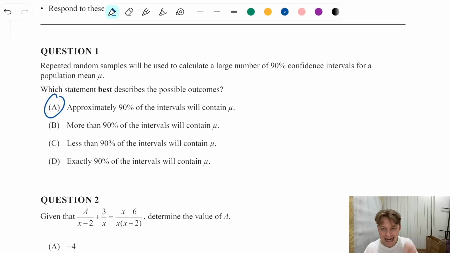Part D is exactly 90% of the intervals will contain the population mean. And again, it could, but that would be sort of like a fluke, it's not guaranteed. So approximately is the word we're going to look for, and it was option A. So, a nice one to start, just some stats theory.